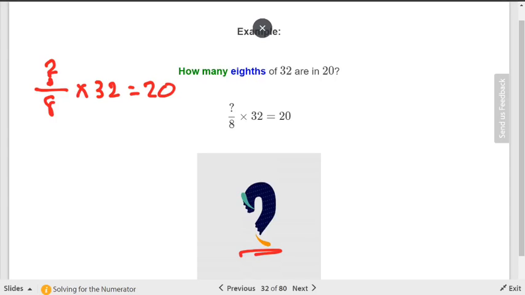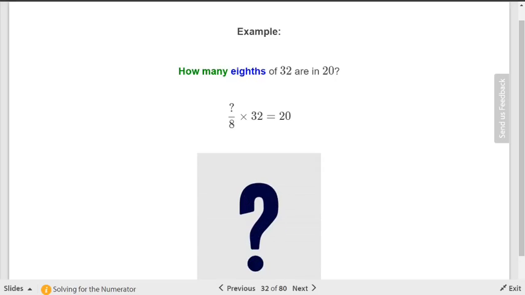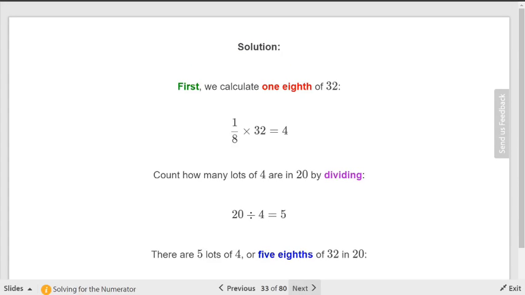All right. So how many 8ths of 32 are in 20? Okay. So what we're going to do is we're again going to think of this the same way that we thought of it before, by doing the opposite. Because we know a process for this side of it, don't we? Okay. But we have to use this number as well. So let's look at our process.